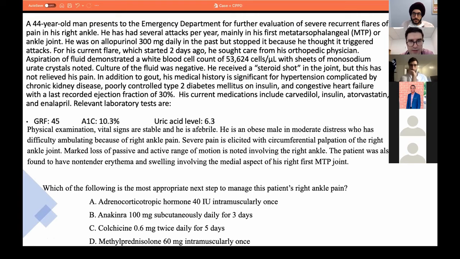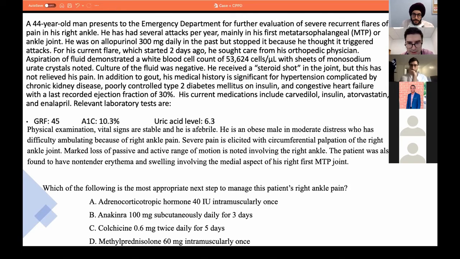In addition to gout, his medical history is significant for hypertension complicated by CKD, poorly controlled type 2 diabetes on insulin, and CHF, with last recorded ejection fraction of 30%. His current medications include carvedilol, insulin, atorvastatin, and enalapril. Relevant labs show GFR 45, A1C 10.3, uric acid level of 6.3. On physical exam, vital signs are stable. He's afebrile. He's an obese male in moderate distress who has difficulty ambulating because of right ankle pain.